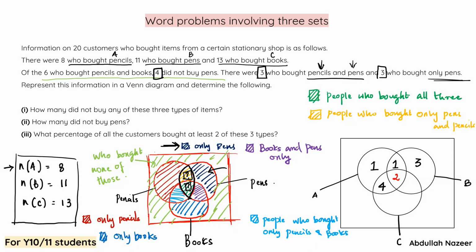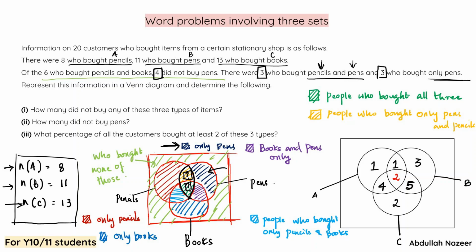Likewise, B has to have a total of 11, and it only has 3 plus 1 plus 2. So 3 plus 1 is 4, 4 plus 2 is 6, which means to make 11, this has to be 5. So that's 11 minus 6. And finally, n(C) should have a total of 13. It already has 5, 2, 4, altogether 11. So there should be 2 more to make it 13.